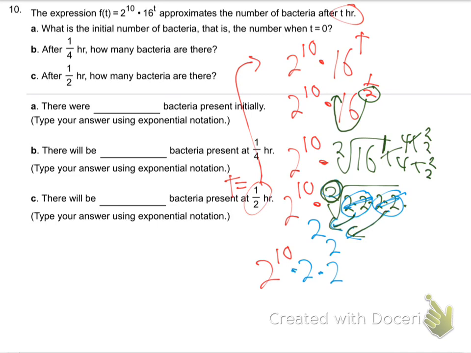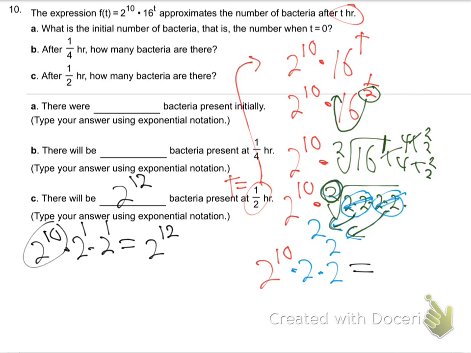Okay, what does that equal then? Well, I'm bringing it over here. 2 to the 10th times 2 times 2. That's 2 to the 12th. The 1 and the 1, they add, 2 to the 12th. Because that's 10 2s, another 2, and another 2. It's 12 2s. And there's the answer.